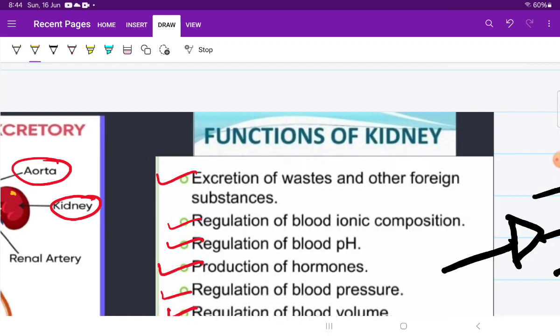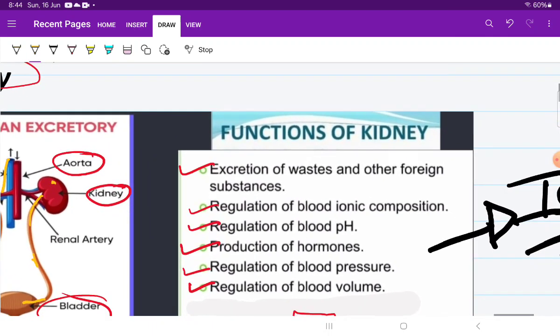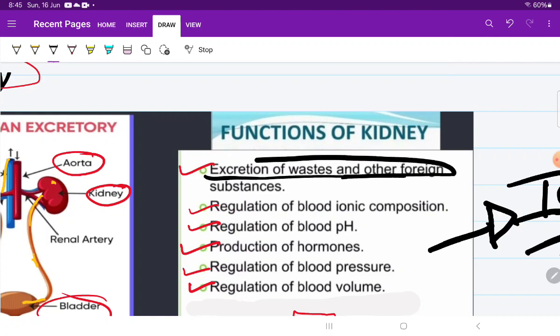Okay, now let's first of all see the functions of kidneys. First of all, excretion of waste material. Okay, my pen is not properly working. Okay, now it is fine. Excretion of waste material or foreign substances.